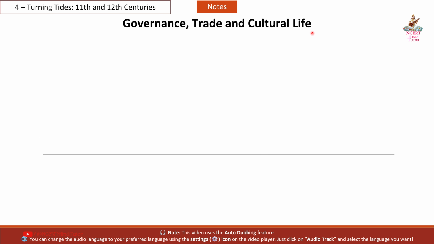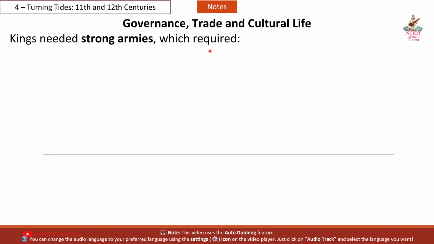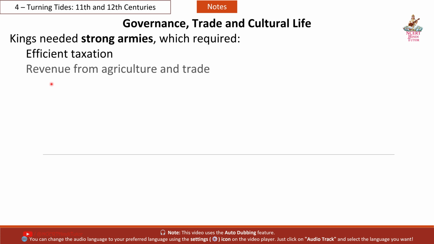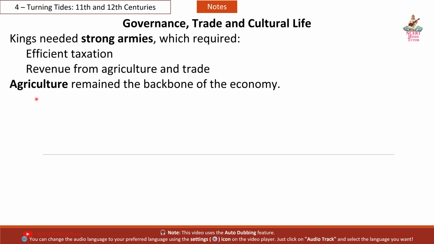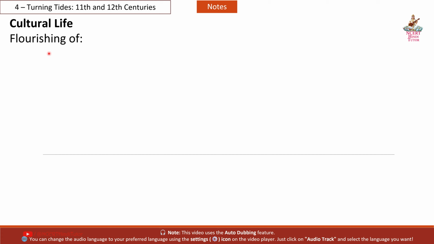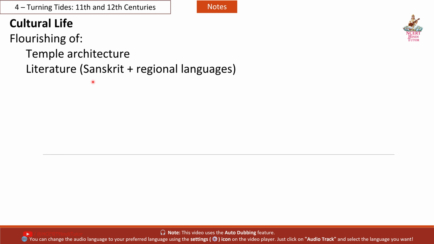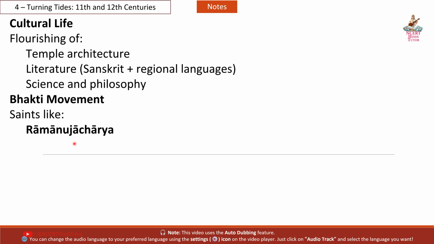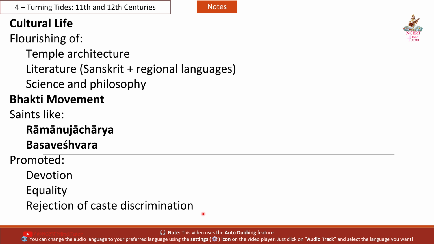Governance, trade and cultural life. Kings needed strong armies which required efficient taxation, revenue from agriculture and trade. Agriculture remained the backbone of the economy. Trade with China, Southeast Asia, West Asia continued. Cultural life: flourishing of temple architecture, literature, Sanskrit plus regional languages, science and philosophy, Bhakti movement, saints like Ramanujacharya, Basaveshwara promoted devotion, equality, rejection of caste discrimination.